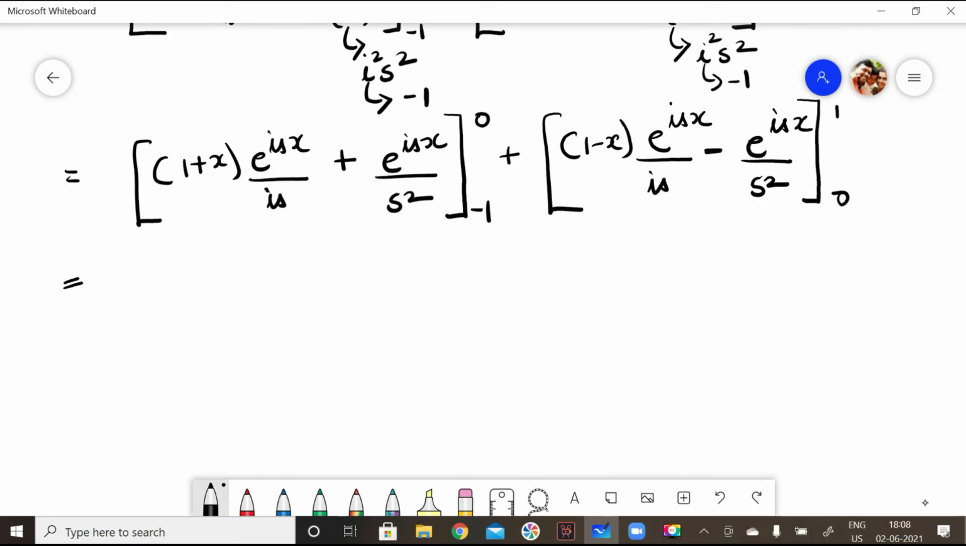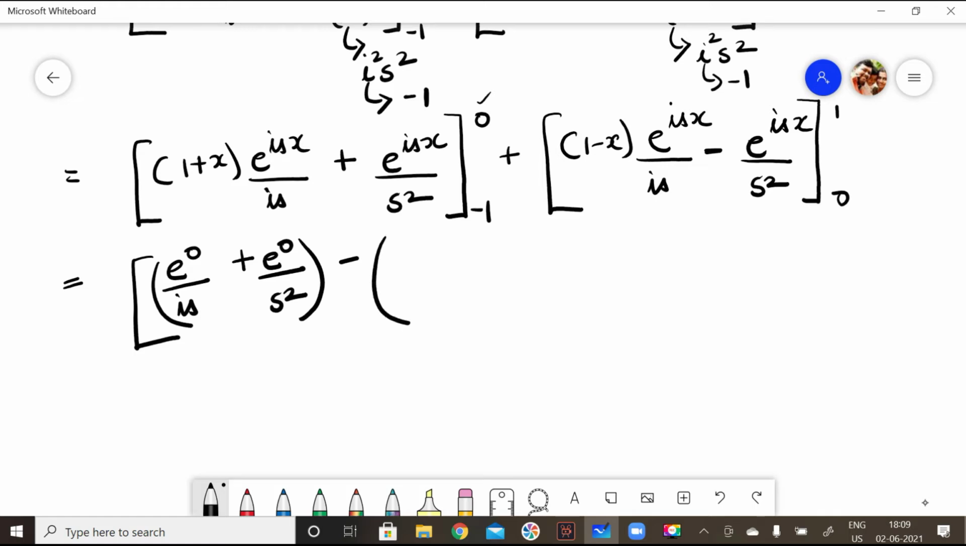So now let us substitute the limit. We have to do the upper limit minus the lower limit. So what is the upper limit? The upper limit is 0. So 1 plus 0 is 1. E to the power 0 by is, because x, when I put 0, naturally becomes anything into 0 is 0. So e to the power 0 by is plus e to the power 0 by s square. This is my upper limit. Upper limit minus my lower limit. So what is my lower limit here? Minus 1. So 1 minus 1 becomes 0 plus e to the power minus is, because x is minus 1 here, by s square. So this part is over.